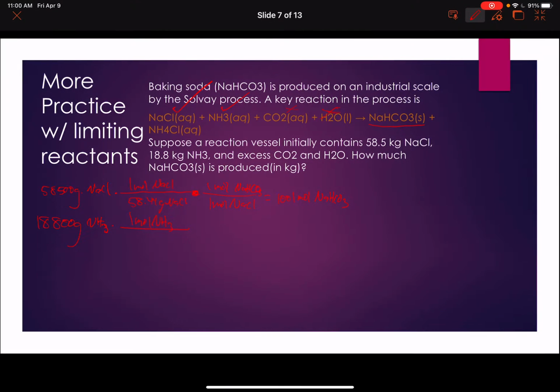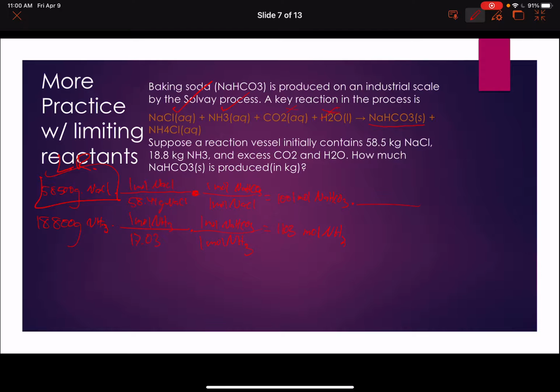Cool. NH3 is 17.03. Cool. And then again, it's just 1 mole of NH3 to 1 mole of NaHCO3. And that's going to give us this. So right off the bat, we know that the NaCl will be our limiting reactant.